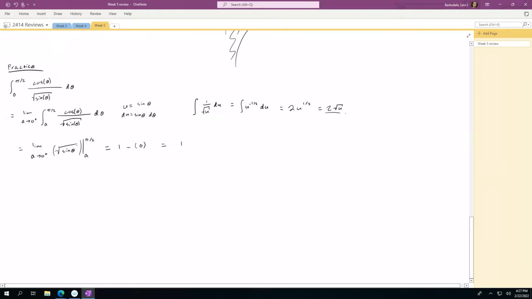Of course, I forgot to put my 2 in there. So going back and putting my 2 in there now, well, that gets us a 2 minus 0 instead. So 2 minus 0 is 2. Apologies for the small mistake. But overall, we get a final answer of 2. Any questions?